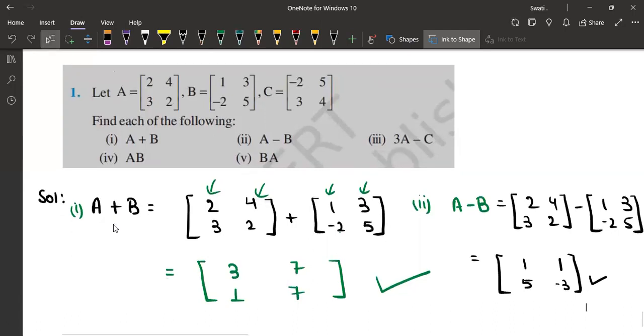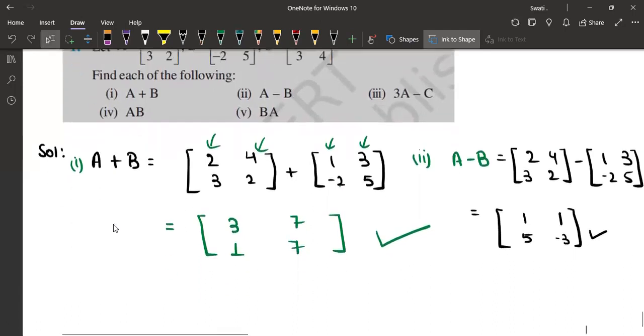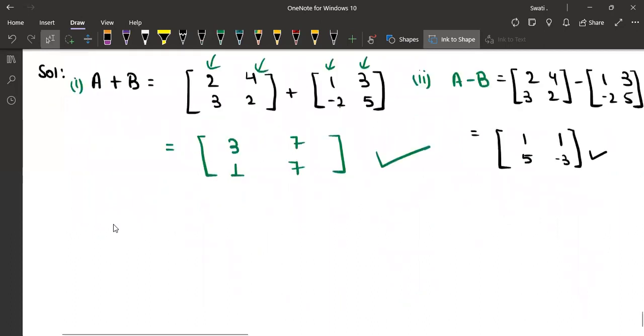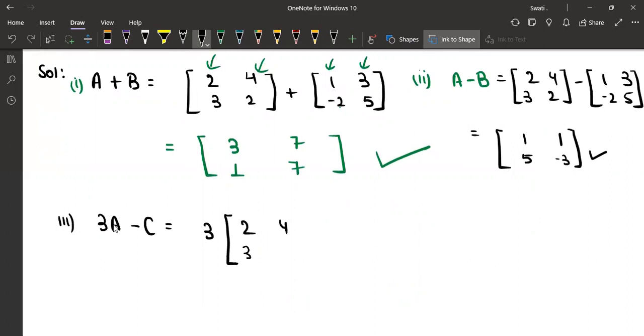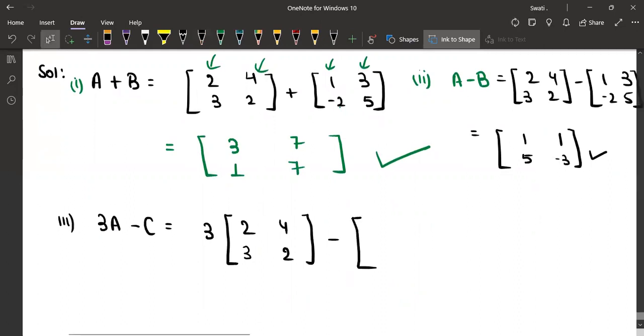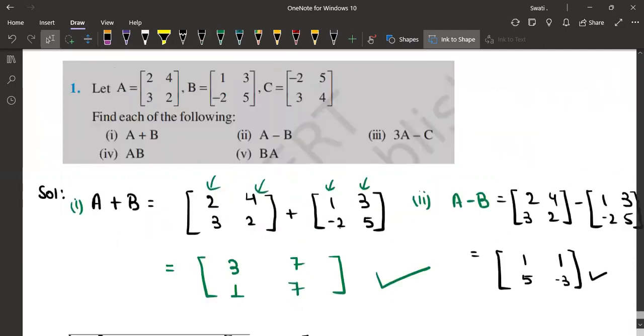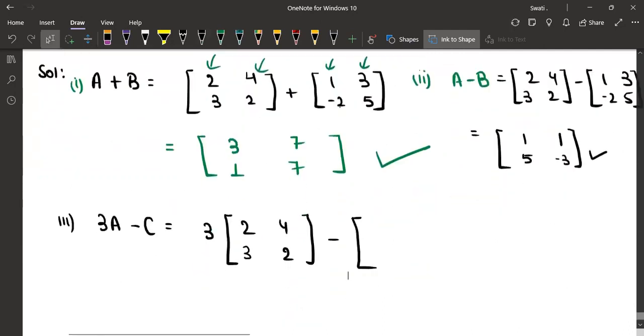Now we need to find 3A minus C. It's very simple again. Let me write down first the question, which is 3A minus C. It is simply saying 3 and then matrix A, which is 2, 4, 3, 2, and then minus C. Let's check what is the entry in C. In C, we have the entry minus 2, 5, 3, 4.